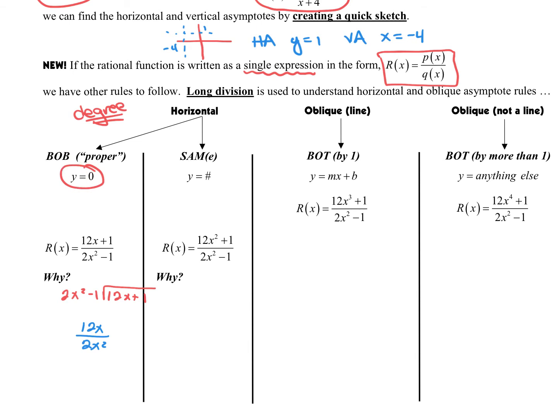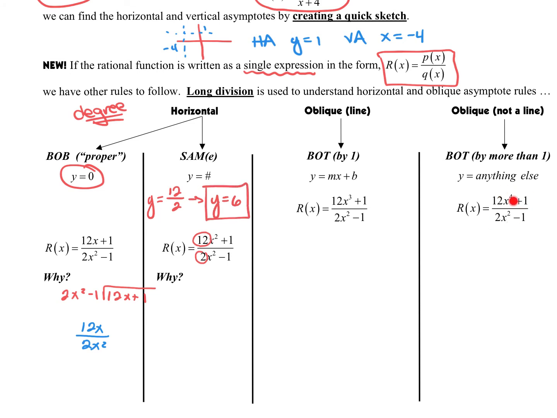Now, our next possibility is what we call a SAM, or same, okay? So now we're looking at these two degrees. The degree on the bottom and the degree on the numerator are the same. So we're going to call this a SAM. Okay, when we have that, what we're going to do is grab the two coefficients and write those as a fraction. So y equals 12 over 2, which of course reduces, and we get a horizontal asymptote of y equals 6.